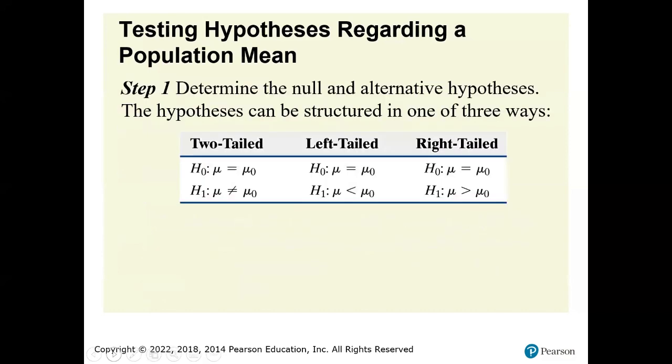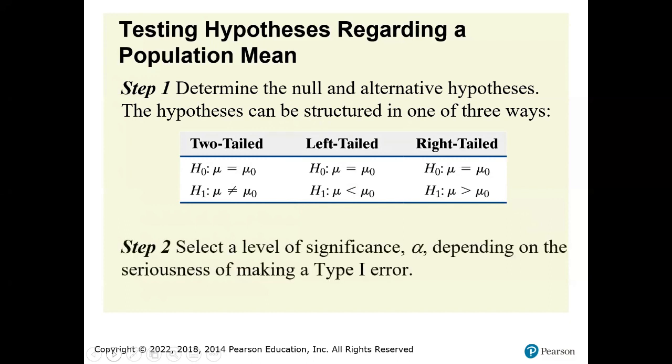Just like with proportions, we are going to start with creating our hypotheses, remembering that we have three ways in which we can do them. The null is always an equals to statement, and then your three choices for the alternate are not equal to, less than, or greater than. Okay, we will also be given a level of significance to make sure that we do not make our error.